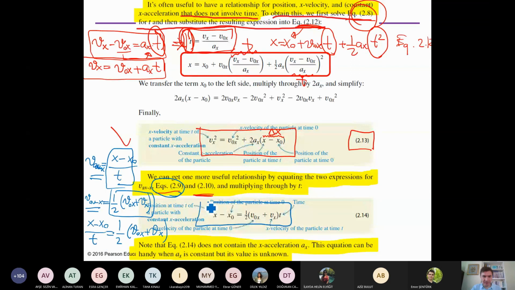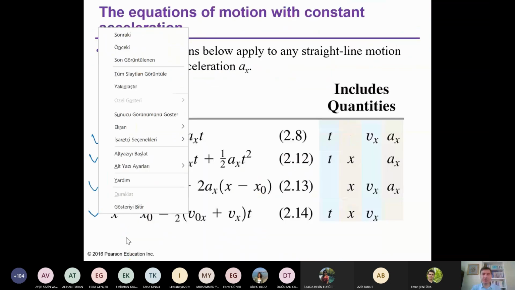Final position of the particle with constant acceleration, initial position of the particle when the time is 0. They are coming from this side. And t will go to the right side. Here we have time. This is the initial velocity when the time is 0. This is the final velocity when the time is t. So we have this type of relation. What is the importance of this equation? Here we don't have acceleration. It is very, very helpful. So now we have all of the equations for the motion with constant acceleration.